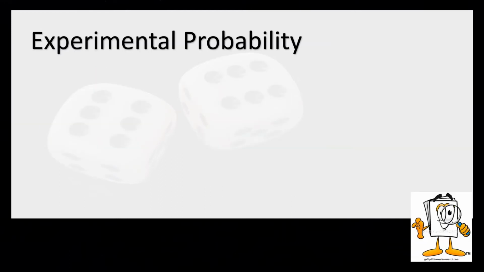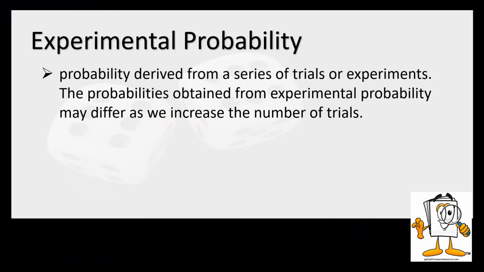Now that you know the theoretical probability, let's move on to experimental probability. Experimental probability is derived from a series of trials or experiments. The probabilities obtained from experimental probability may differ as we increase the number of trials. Ibig sabihin nito, every time that we actually do the experiment, yung number of possible outcomes will depend on the number of trials that we have.